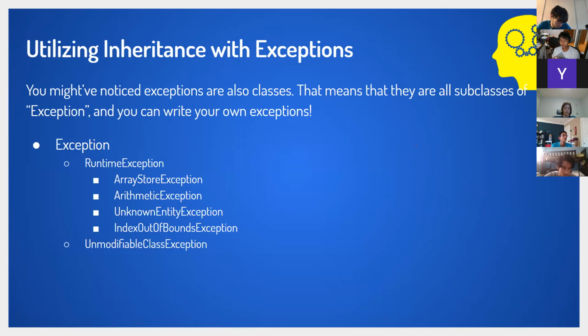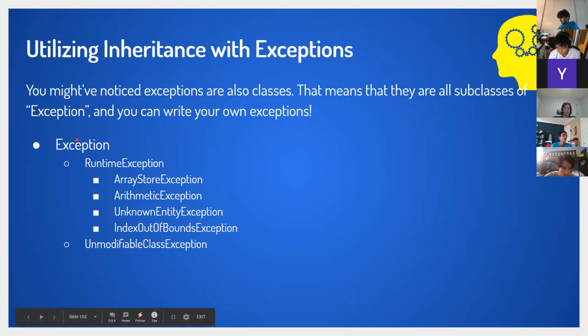That also means all the more specific exceptions are technically subclasses of a really big exception called Exception. And it also means you can write your own exception. So here we have Exception, right, at the very top. And then we have some subclasses, which I looked up in the Javadoc. We have RuntimeException, which is probably the most common you'll see. And there's some more niche ones called like UnmodifiableClassException and whatnot.